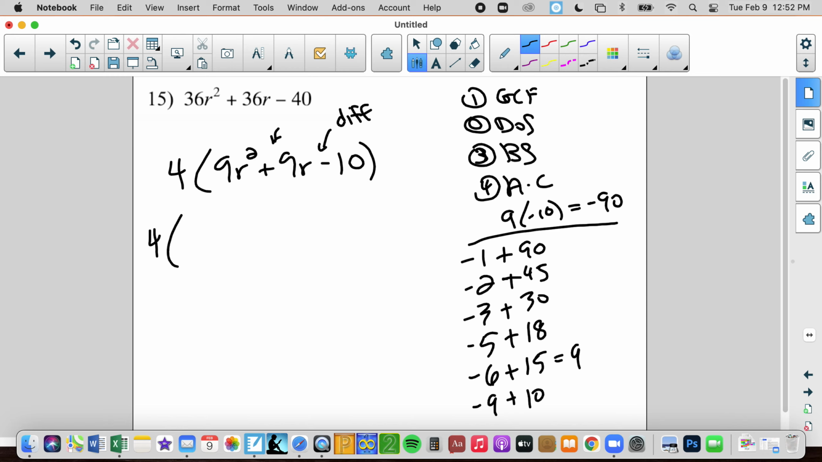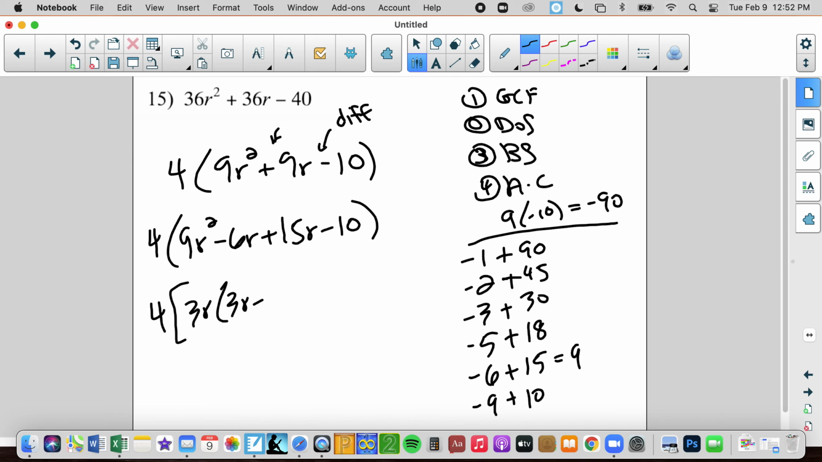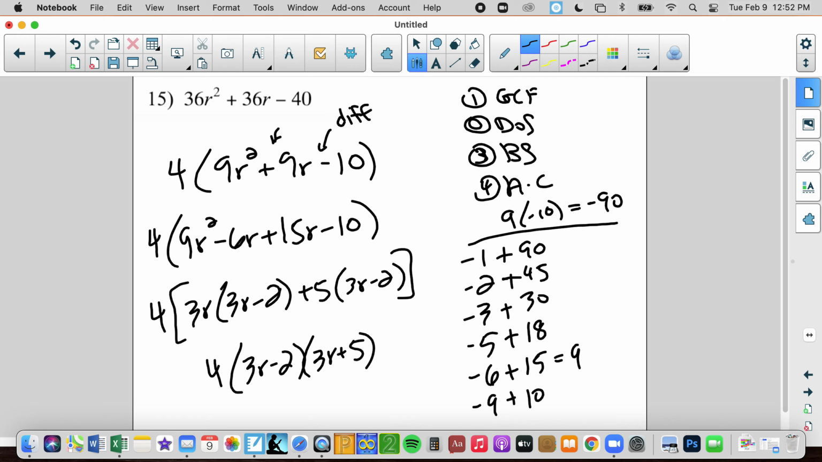So we get 4 times the quantity 9r squared minus 6r plus 15r minus 10. Factor by grouping. I'm going to factor out a 3r. I almost did just an r. 3r gives me 3r minus 2. I'm going to factor out a 5, and that gives me 3r minus 2. So I get 4 times the quantity 3r minus 2 times the quantity 3r plus 5. Well, that's a good one. All right.